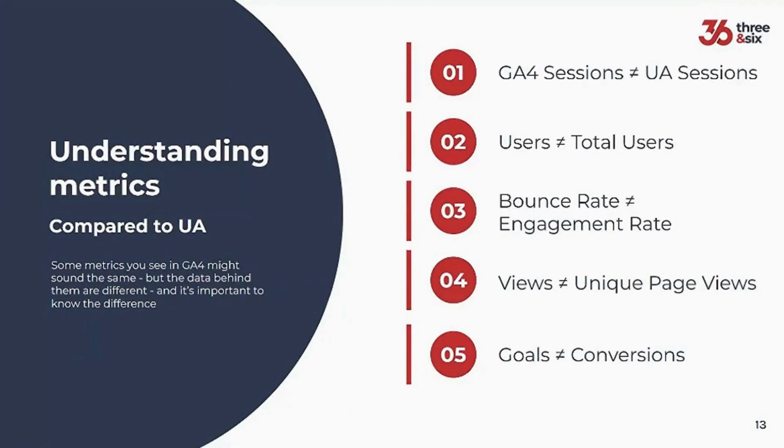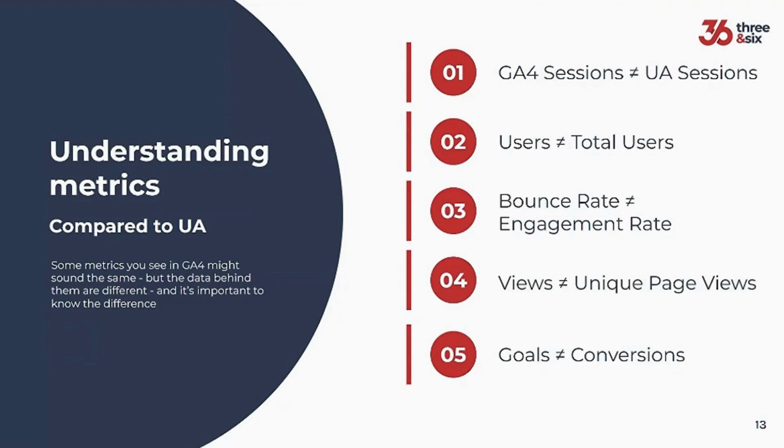And then it's things like, if you were tracking UTM parameters in UA, that would start a new session, but in GA4, that doesn't. So you're not exactly comparing apples with apples there. And the same goes for users and total users. So users you'll see in GA4, but that's not actually total users. That's actually active users.